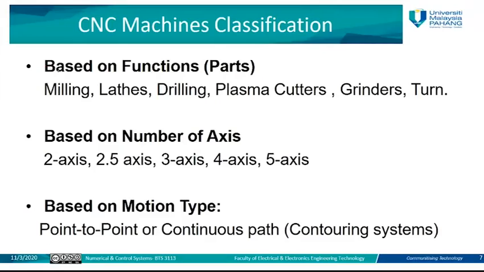So we can classify our CNC machine into milling machine, lathe machine, drilling machine, plasma cutter machine, grinder machine, turning machine, and so on. All these types of machines depend on the function of the machine. So if I ask you to classify based on the function, you need to highlight this. If I say based on the number of axes, you need to highlight that part. If I say based on the motion type, you need to highlight this part.